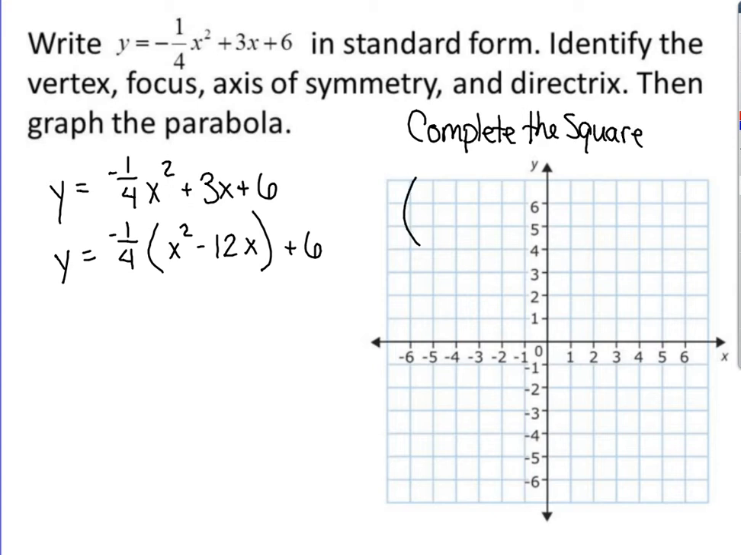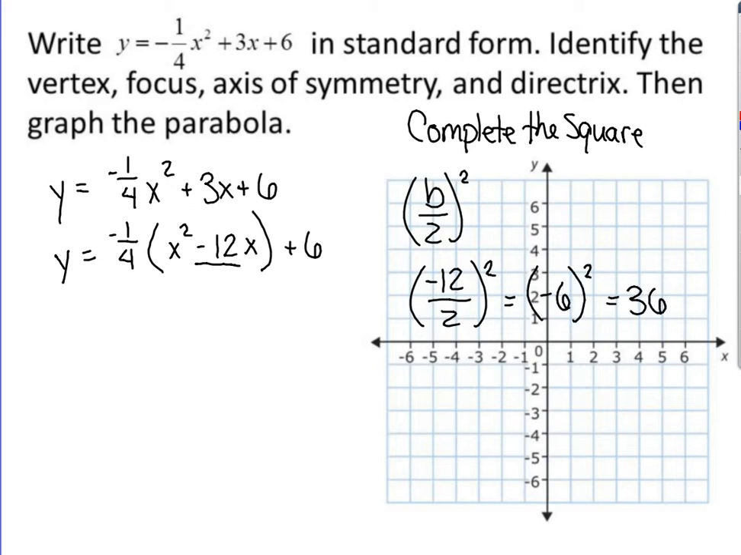we take our b over 2 value and we square it, and we're going to add the positive and negative value into the parentheses in there. Now the b value is the value that's in the x by itself. So for us, this is going to be negative 12 over 2 squared, which is equal to negative 6 squared, which is equal to 36. So inside that parentheses, we're going to put a positive and a negative 36, because when you add something in there, it has to be able to cancel back out to 0, so you're not adding anything extra into the equation.